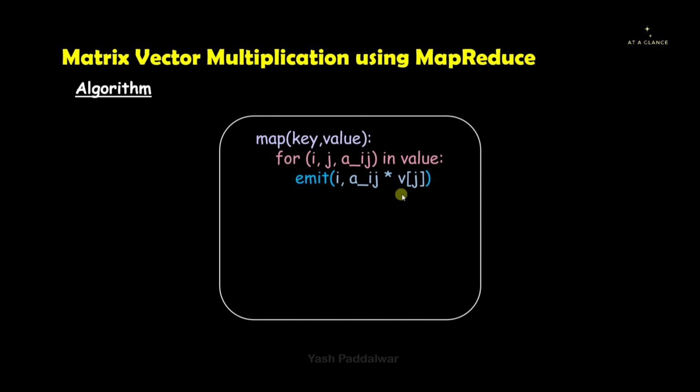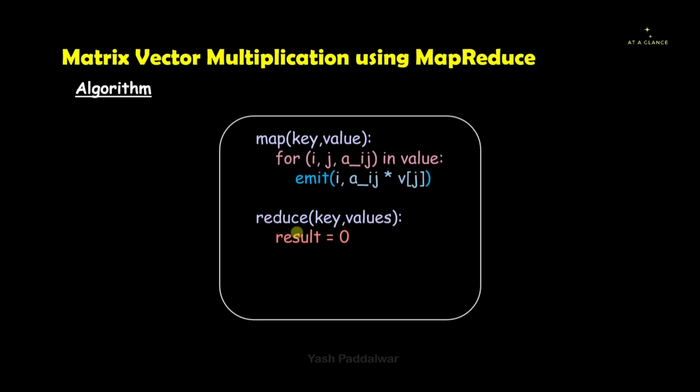Here you can see the temporary variables i and j are nothing but i is the row number and j is the column number, and a of ij is nothing but the value that is located at that particular i and j. So basically we are going to emit i, that is the row number, and we are going to multiply the value, that is a of ij, with the value located inside the vector at the location j. So this multiplication will be the output of the map task.